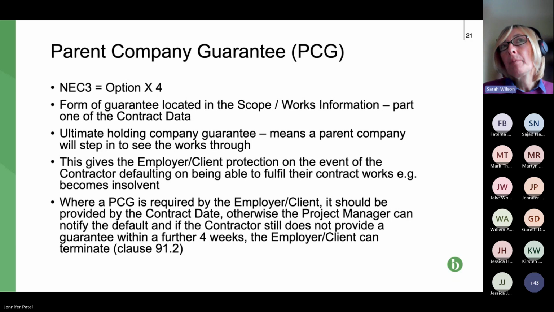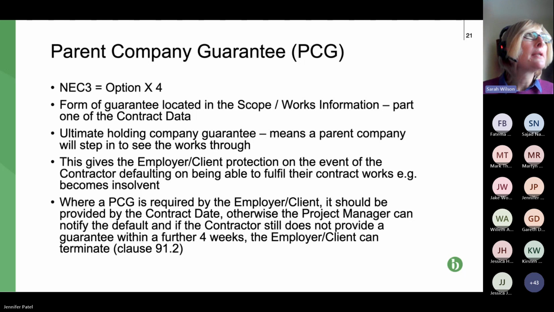So it's quite wide ranging. Typically, it will be executed as a deed. So that means it has 12-year liability, which is probably what the construction contract will have as well. So, it's quite a long-term liability for the parent company. And I know when I've dealt with parent companies, they like to be aware of what projects they're guaranteeing and what their guarantee level is at any one point.